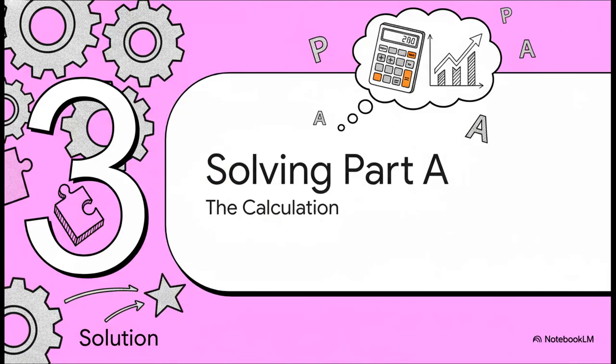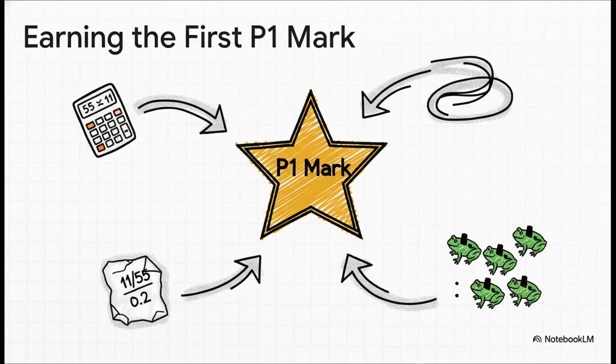Okay, so now that we've decoded the rules of the game, let's get into the calculation for Part A. We're going to see exactly how to build up our solution and stack those P and A marks. So, to get that first process mark, the P1, what's really cool is that the mark scheme shows there's more than one right way to start. You could find the ratio by doing 55 divided by 11.